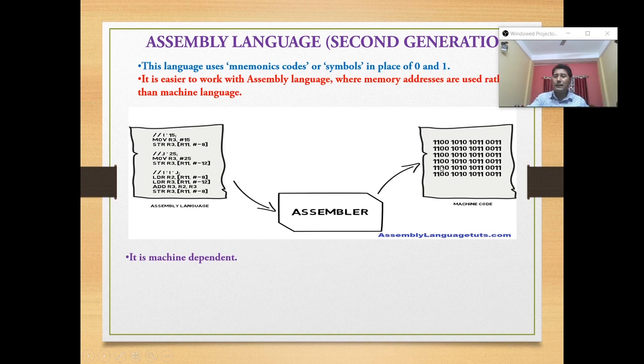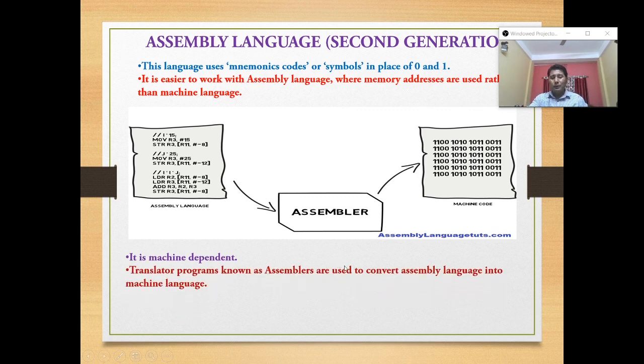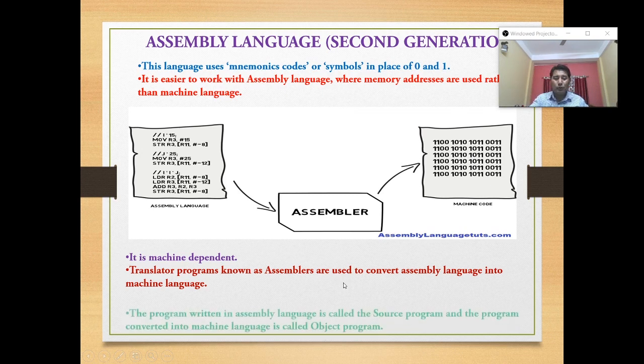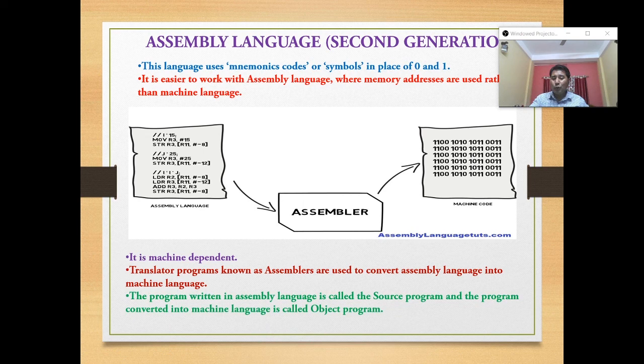It does not understand anything other than 0 and 1. So even if you use the assembly language to write the program, it needs to be converted to the machine language, and to convert the assembly language into the machine language, we need an assembler. So translator's program known as assembler is used to convert assembly language into a machine language. Now you can see that the program written in assembly language is called the source program, and the program that is converted into the machine language is known as an object program.